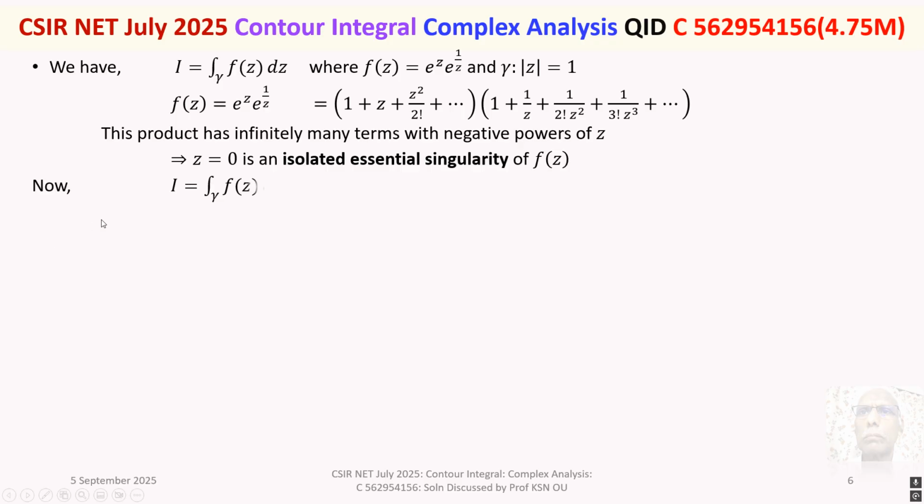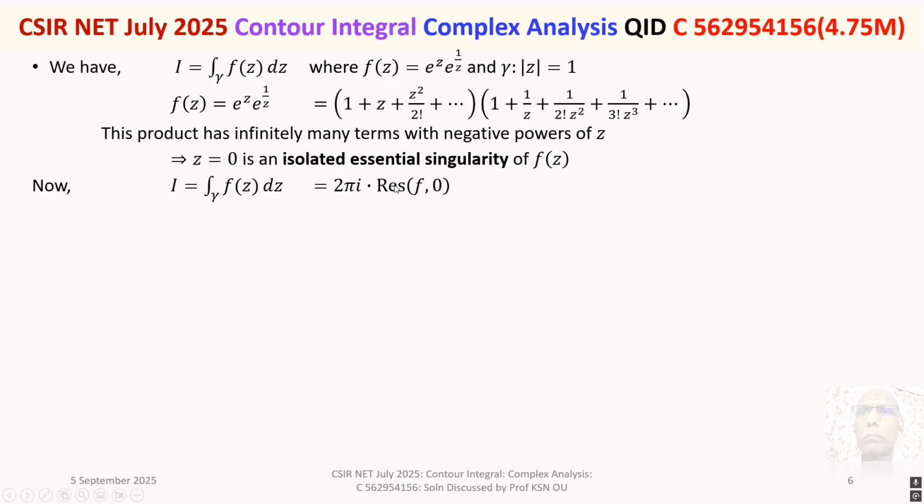Now, the integral I, which is the integral taken around gamma of f of z dz, is equal to 2 pi i times the residue of f at z equal to 0 by Cauchy's residue theorem. By Cauchy's residue theorem, it is 2 pi i times the sum of the residues at its isolated singularities that lie inside gamma.